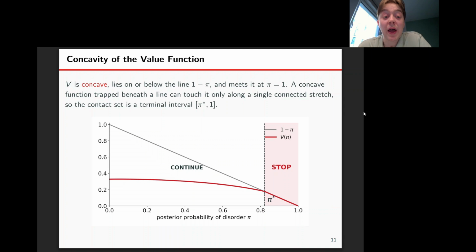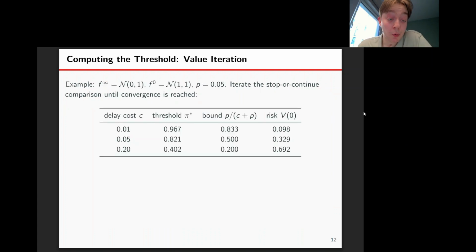We recall that a concave function trapped beneath the line can only touch it along a single connected stretch. So the connected set is the terminal interval pi star to 1. And this gives us quite a nice graphic for what we talked about in the previous section: the continuation set on the left and the stopping set D on the right. Now let's look at an example.